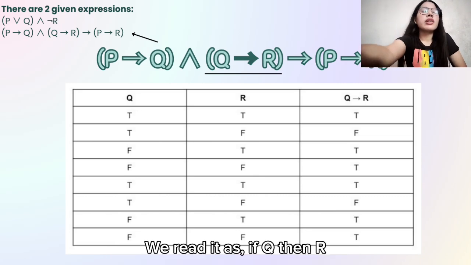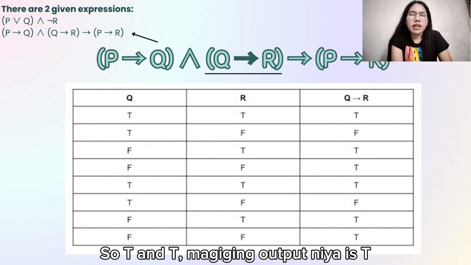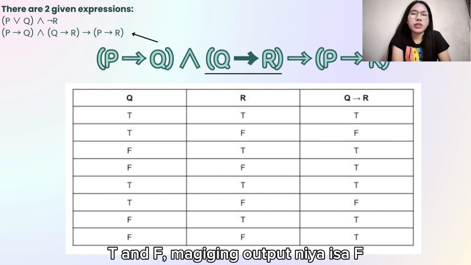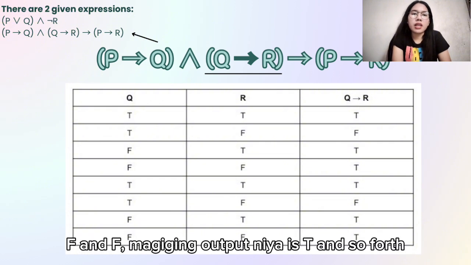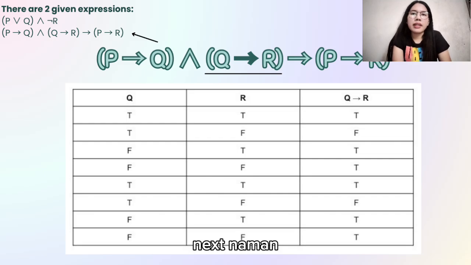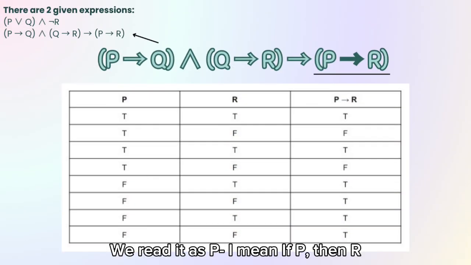parenthesis. We read it as if Q, then R. So, T and T, magiging output niya is T. T and F, magiging output niya is F. F and T, magiging output niya is T. F and F, magiging output niya is T. And so forth. Next naman, the third and last parenthesis. We read it as P.